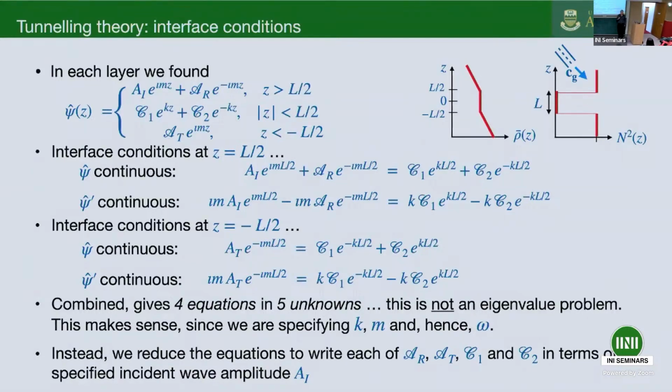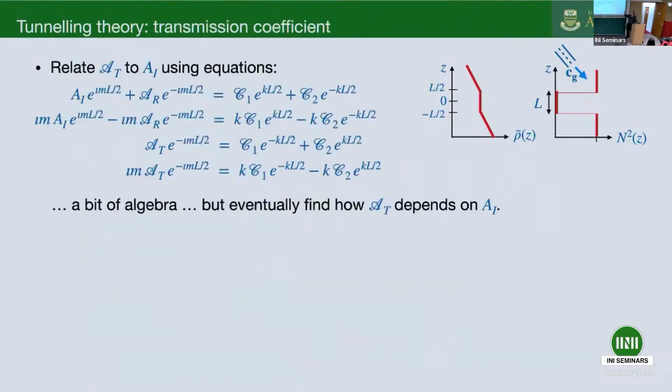So I want to emphasize this is not an eigenvalue problem, because with an eigenvalue problem, you'd have as many equations as unknowns. This is a tunneling problem. And what we are left to do is take these 4 equations and 5 unknowns and eliminate variables so that we can represent, say, how the amplitude of the transmitted wave depends on the amplitude of the incident wave. Okay?